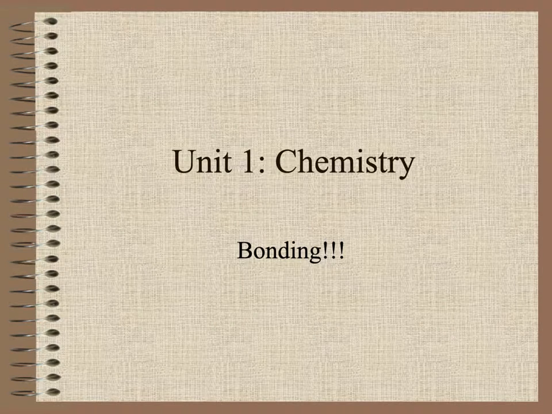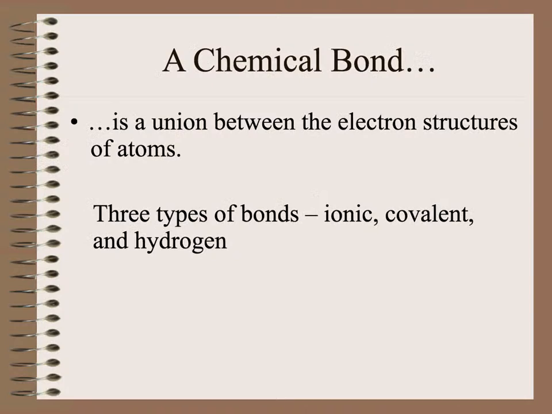Hi, today we're going to talk about bonding. A chemical bond is a union between the electron structures of atoms. Okay, so the electrons are what we're going to really focus in on here. The three types of bonds that we'll be talking about are ionic, covalent, and hydrogen.